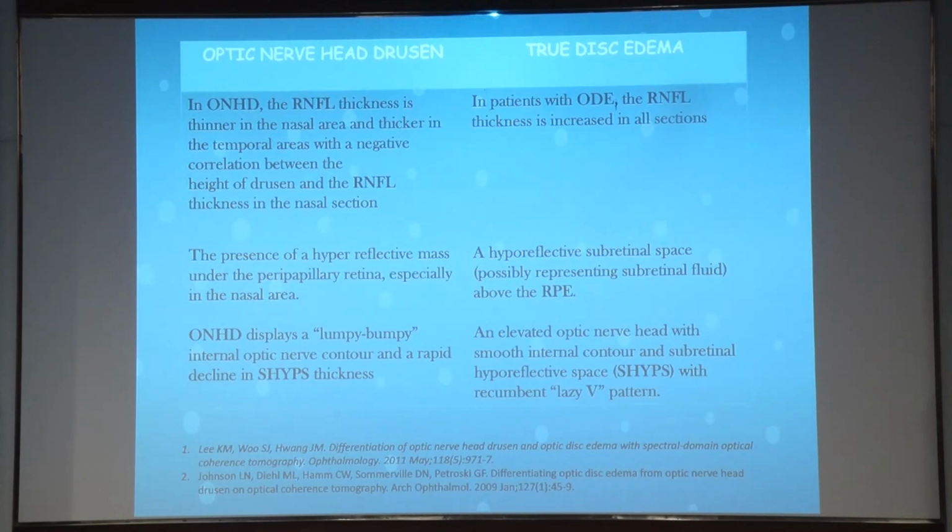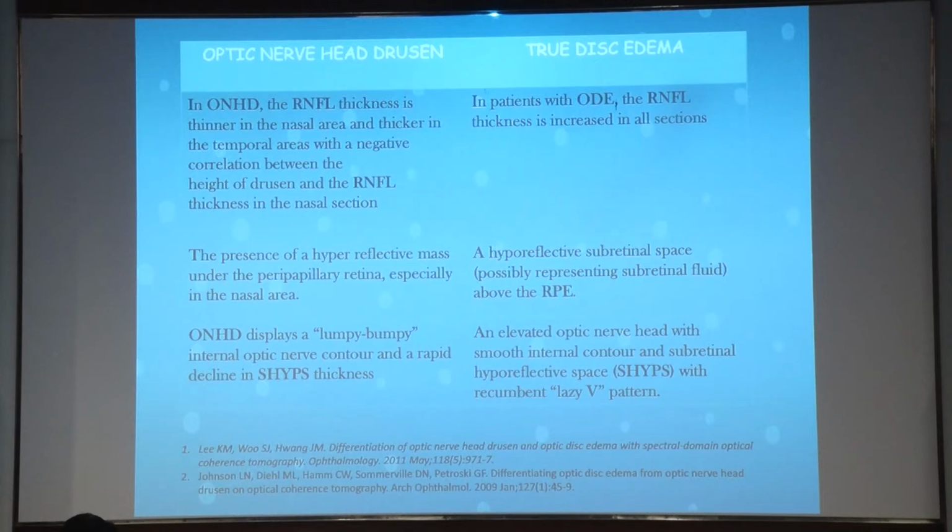So how will you differentiate optic nerve head drusen and true disc edema? An interesting feature has been seen that in a patient of optic nerve head drusen, the nasal temporal thickening was different. The nasal area was shown to have thinning, but the temporal area was shown to have thickening. This was because the drusen was usually present on the nasal part of the optic nerve head, and with progressive compression over the nasal fibers, it led to a thinning of the nasal optic nerve head. This was different from true disc edema, in which the RNFL thickness was increased in almost all the sections.